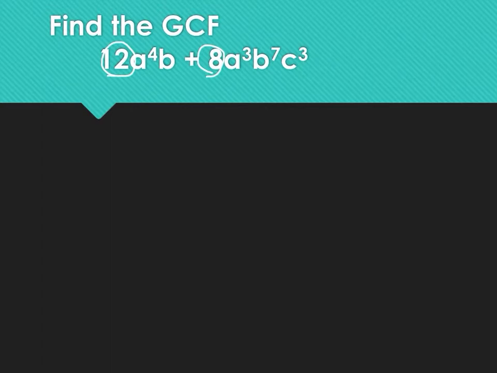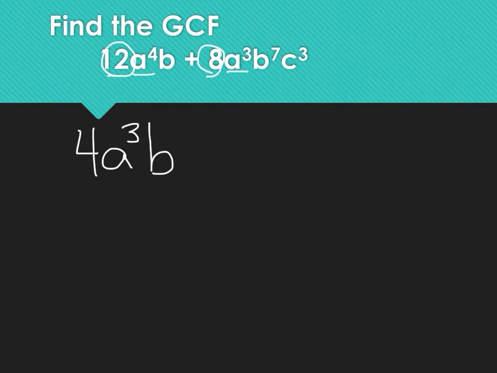Well, they have 2 in common, they have 4 in common, but they don't have anything else in common. So 4 is my common factor. Now, how many A's do they have in common? This is always the lesser one, alright? This has 4 A's, this has 3 A's. 3 is lesser than 4, so it'll be a to the third power.